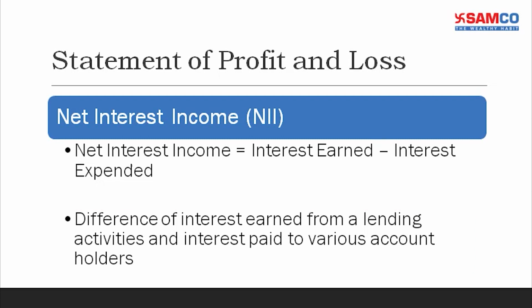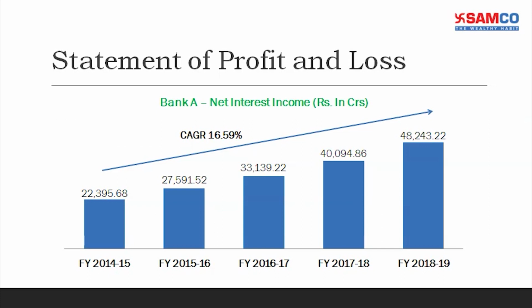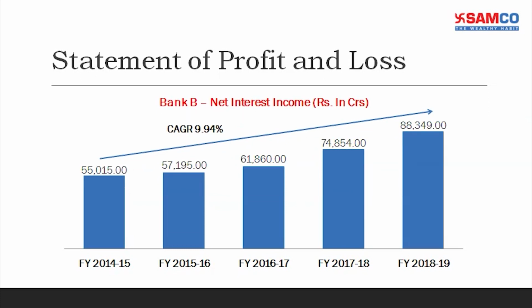The CAGR of NII is to be calculated to analyze the performance and the trend of the bank. And when we see the NII of Bank A, it has given a CAGR of close to 16 to 17%. When we compare this with Bank B's NII, it has grown at a CAGR of close to 10%. A higher CAGR growth in NII is better for a bank, and you must look at whether the CAGR is consistent over the years. A decline in NII should raise a red flag.